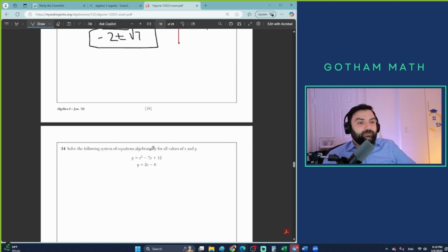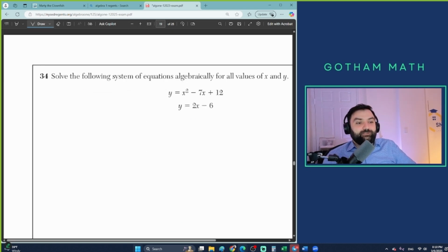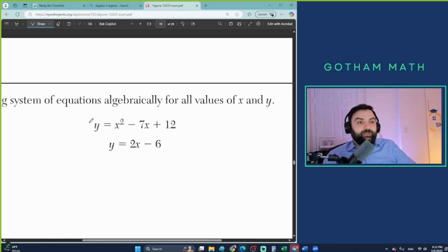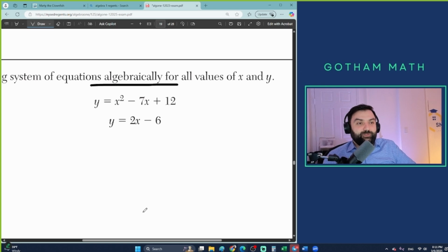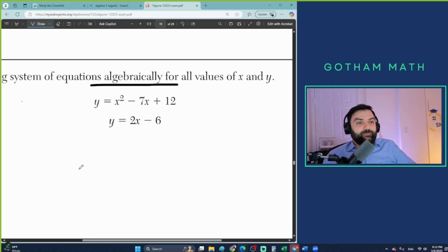All right. Question number 34. Guess what? It involves a quadratic. Surprise, surprise. What do we do here? We have to solve algebraically, so we can't just put it in the calculator. So I want to switch to blue. Okay, so what are we going to have to do? We're going to use something that's called substitution.